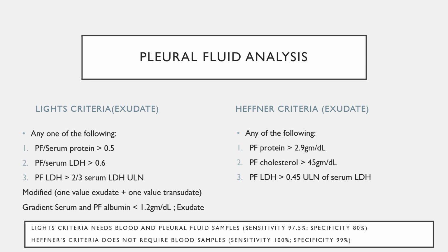Now, how can you say a pleural fluid is an exudate based on this criteria? It has three parameters, and if any one of the following is positive, you identify the pleural fluid as an exudate. The most common thing I'd like to see is the pleural fluid protein. If the protein is greater than 2.9 grams per deciliter, then the pleural fluid is an exudate. It's that simple. Or if the pleural fluid cholesterol is greater than 45, it's an exudate. Or if the pleural fluid LDH is greater than 0.45 times the upper limit of the normal serum LDH, then again the pleural fluid is an exudate.